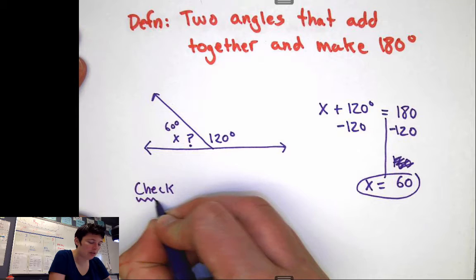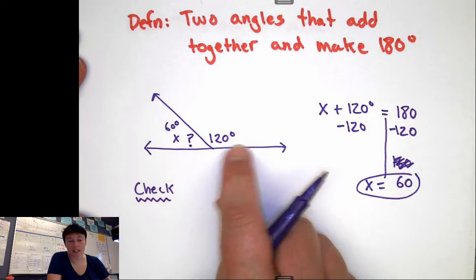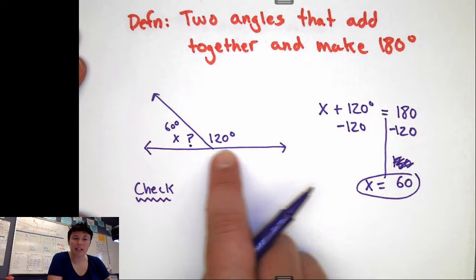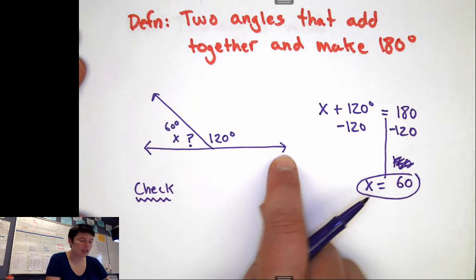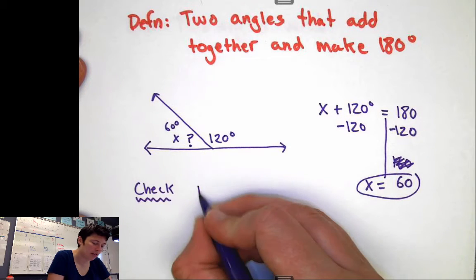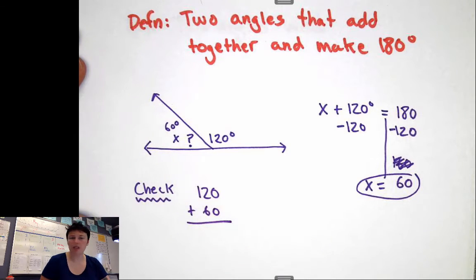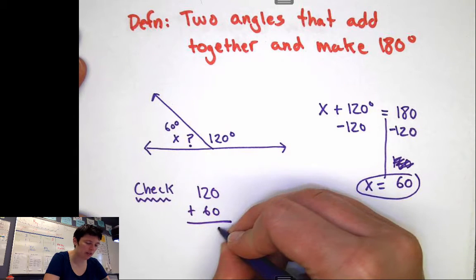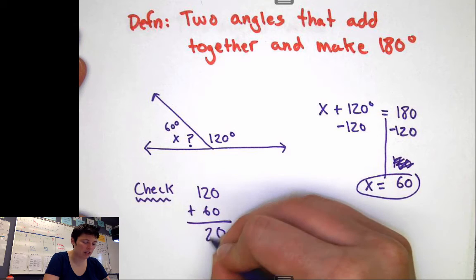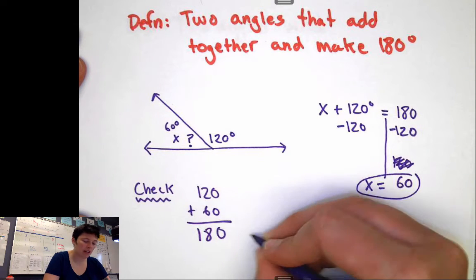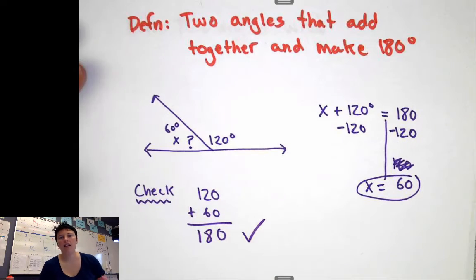I know that these two angles are on the same flat line together. They're on this big flat line. So I know they have to make 180. So if I take the 120 and I add it to the 60, as long as it adds up to 180, I'm good to go. So 0 plus 0 is 0, 2 plus 6 is 8, 1 plus nothing is 1. I got 180. Check. And now I know my answer is for sure correct.